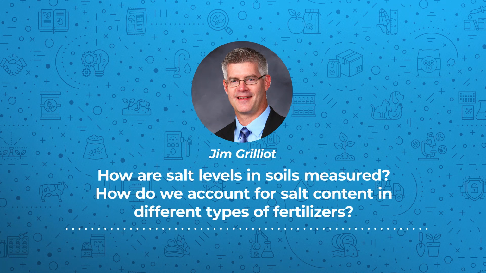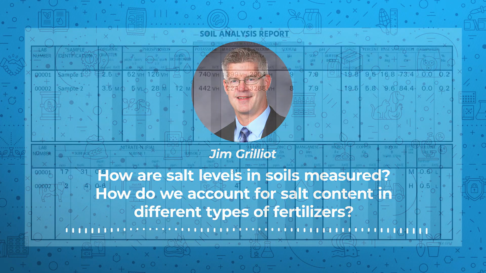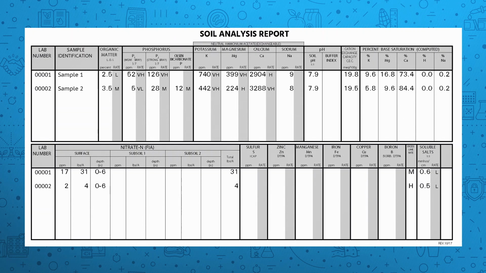Now, soluble salts includes a number of different elements. So not only sodium, but chloride, calcium, magnesium, potassium, sulfate, carbonate, and bicarbonate. So when we run a soluble salts on our report, which is the same thing as electrical conductivity, we're measuring how well that soil can conduct an electrical current. And that value, which is given in millisiemens per centimeter, shows you the presence of salt in that soil.